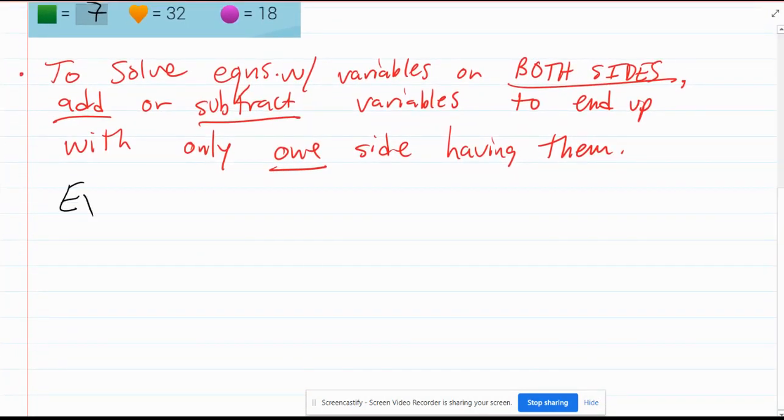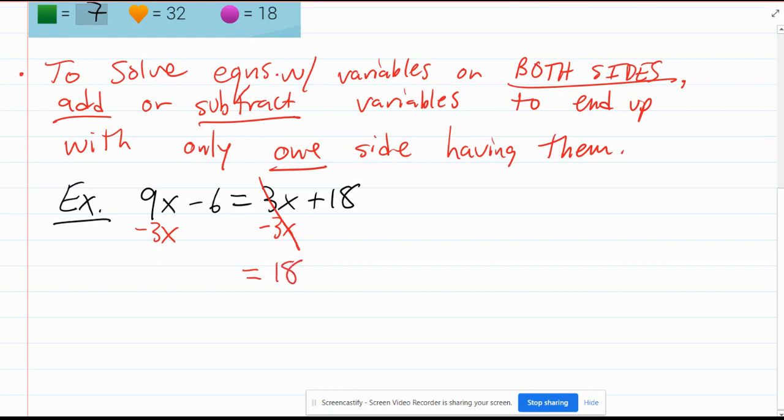So let's see a couple more examples. If I have the equation 9x minus 6 equals 3x plus 18, we have more x's on the left side than we do on the right side. In fact, we could take away 3 x's from both sides. And in doing so, we would no longer have them on the right. 3x minus 3x is 0. So I just have 18. But over on the left, 9x minus 3x is 6x. I still have 6 x's left. So 6x minus 6 equals 18.